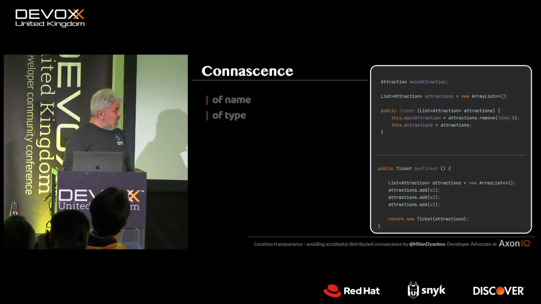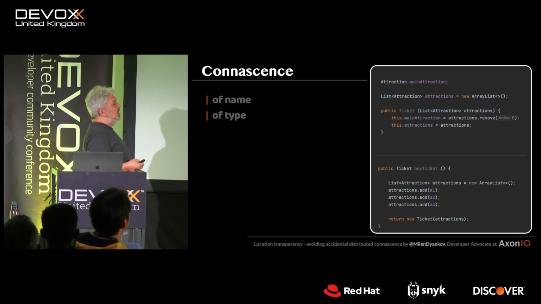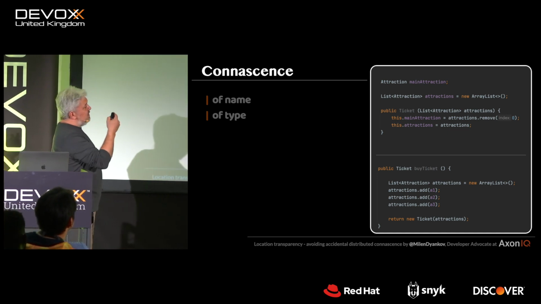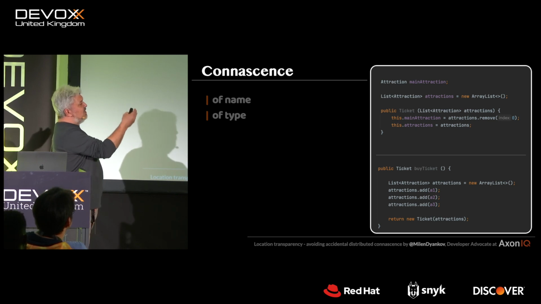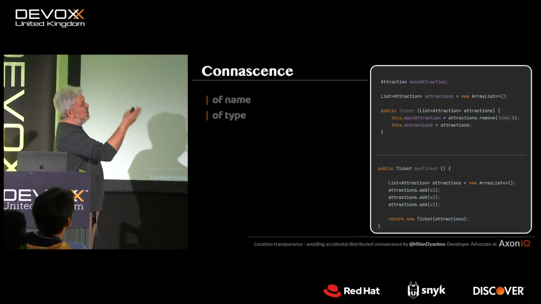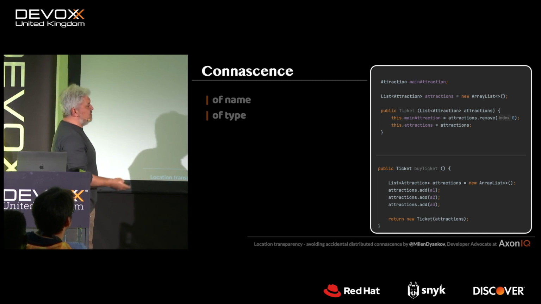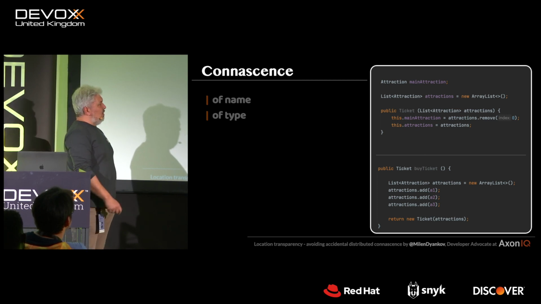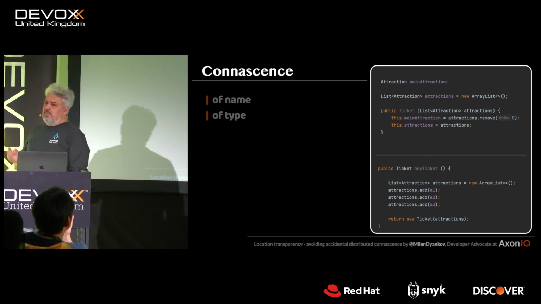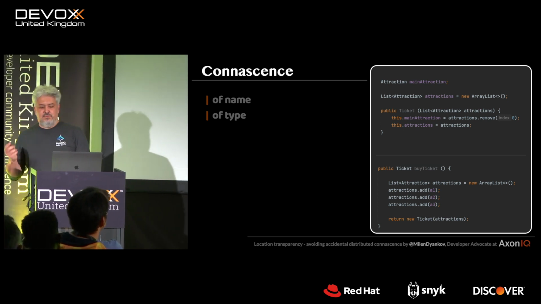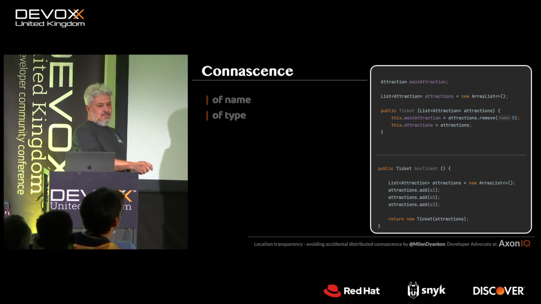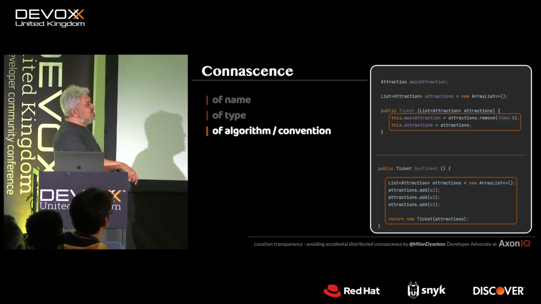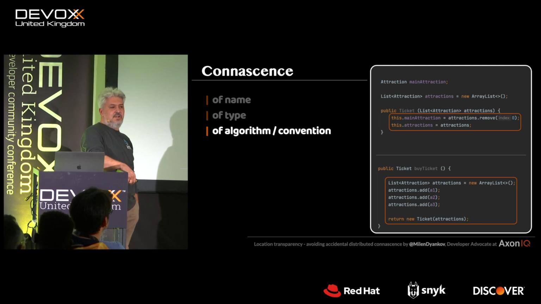But there is a different piece of code in here. Now, the above is basically the method that is booking a ticket for a list of attractions. And below is how you call it, right? So there is a connascence here that is not a connascence of name or type. It's a different type of connascence. Can you spot it? Well, probably you can't, so let me help you out. It's called the connascence of algorithm or connascence of convention.